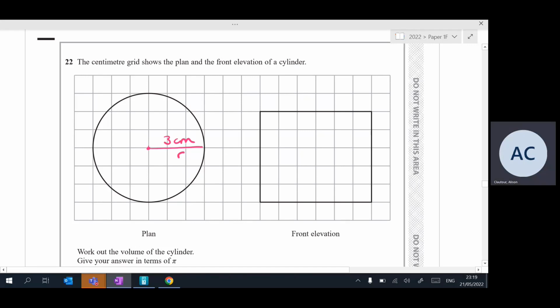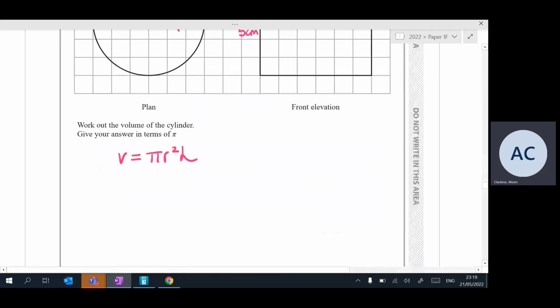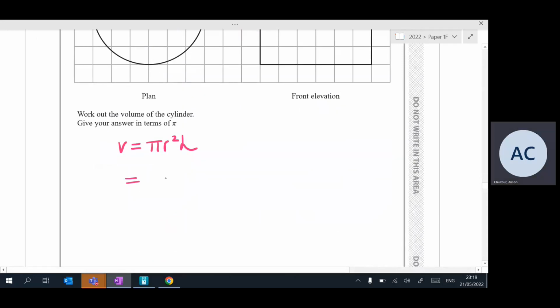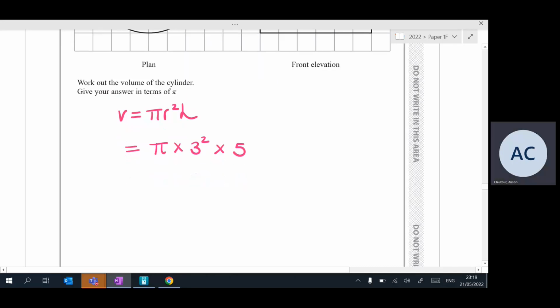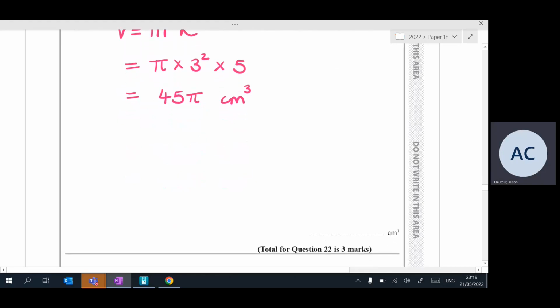Okay, my front elevation, so this is my front. So 1, 2, 3, 4, 5. So I can see my height would be 5 centimetres. Okay, and that front elevation is if you're looking directly ahead. That's why that's my height. So I'm doing pi times 3 squared times 5. So 45 pi centimetres cubed.